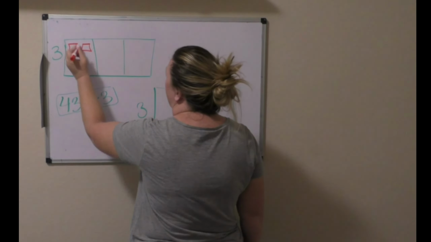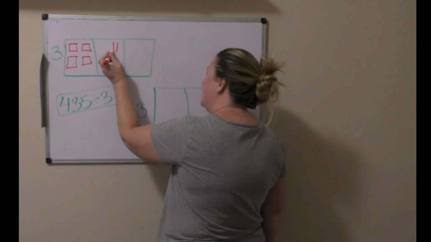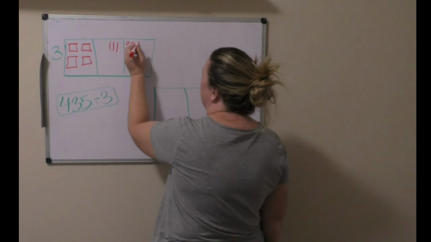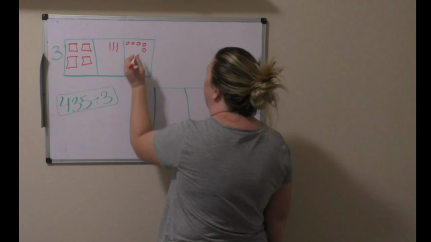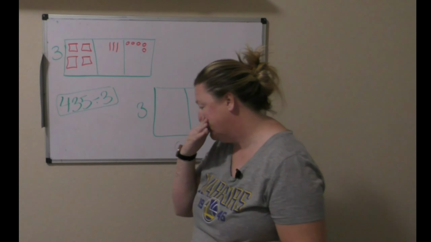So here's my 400. I have 3 tens for my 30. And then I have 1, 2, 3, 4, 5 little tiny circles for my ones, for my 5 ones.